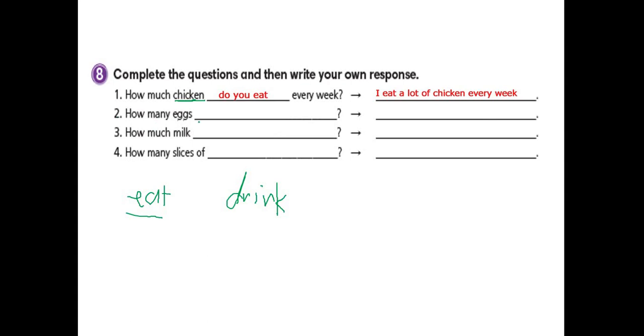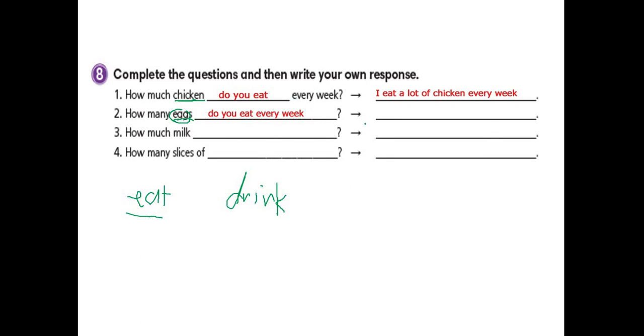How many eggs blank blank blank? So we just need to change the word eat to drink, if the food can be drunk or can be eaten. Alright, so we have here eggs. Now eggs can be eaten or drunk. If your answer is eat, you will say, how many eggs do you eat every week? So don't forget the words every week.